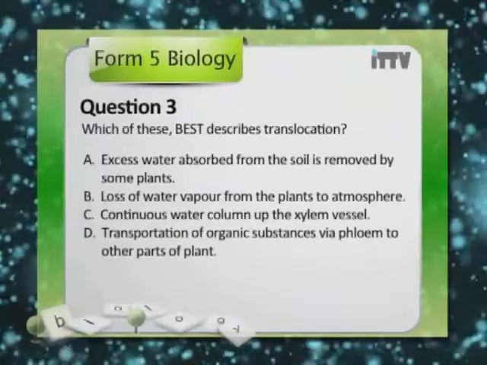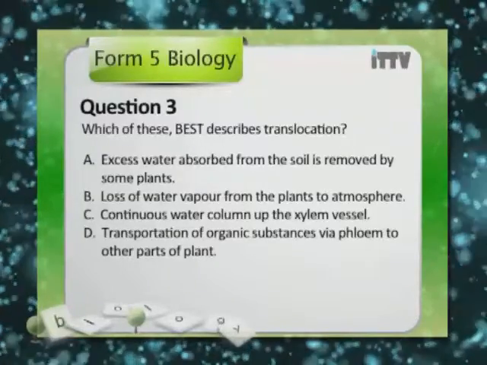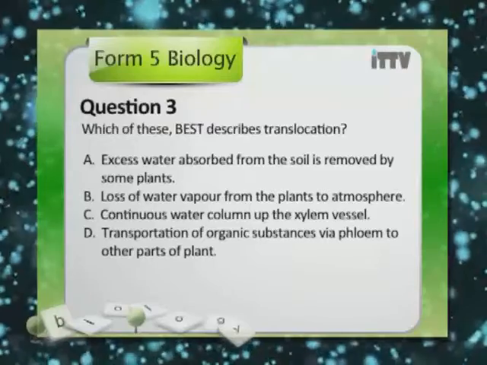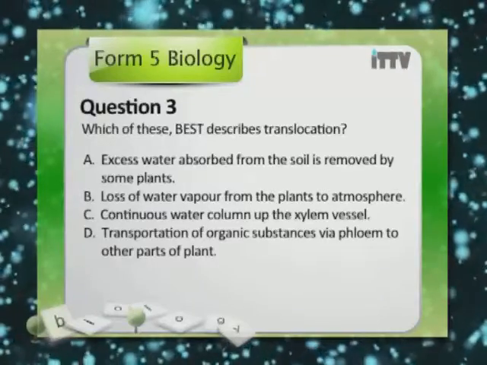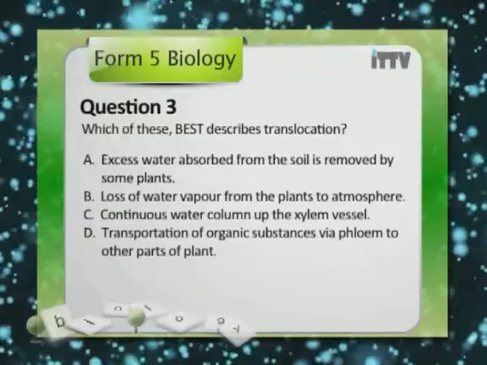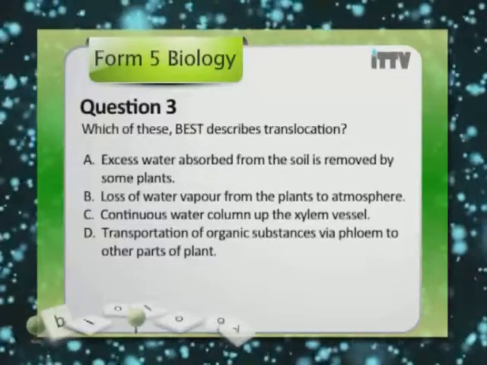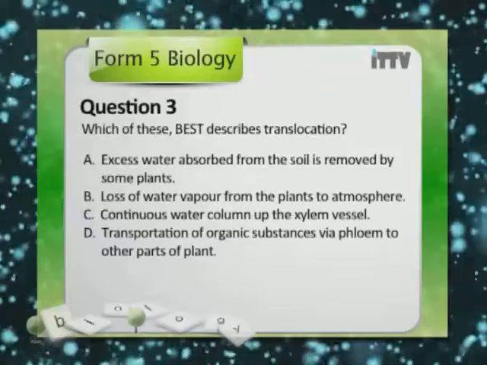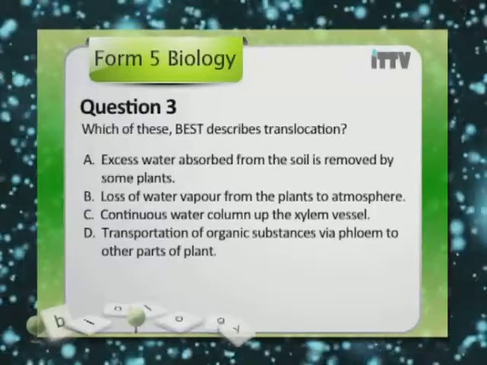Which of these best describes translocation? A. Excess water absorbed from the soil is removed by some plants. B. Loss of water vapor from plants to atmosphere. C. Continuous water column up the xylem vessel. D. The transportation of organic substances via phloem to parts of plant.